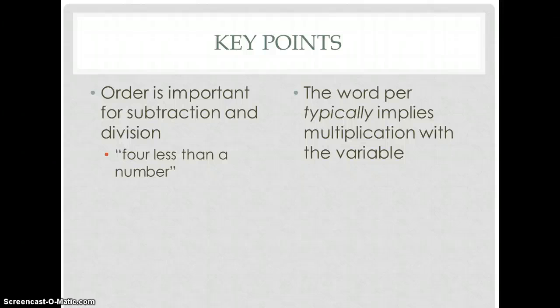This other one here, the word per, typically implies multiplication times the variable. So if you're at $8 per shirt, it would be 8 times x, 8 times that variable. And we're going to see that in our examples coming up next.